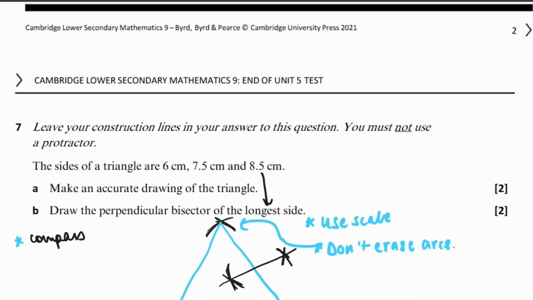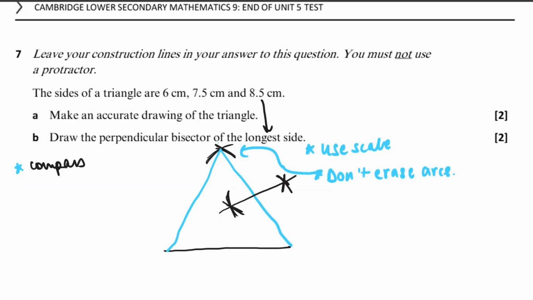Okay, the next question. Leave your construction lines in your answer to this question. You must not use a protractor. The sides of a triangle are 6 centimeters, 7.5 centimeter, and 8.5 centimeter. Make an accurate drawing of the triangle. So you are not allowed to use a protractor. So what you're going to do is use your compass and your scale, obviously.